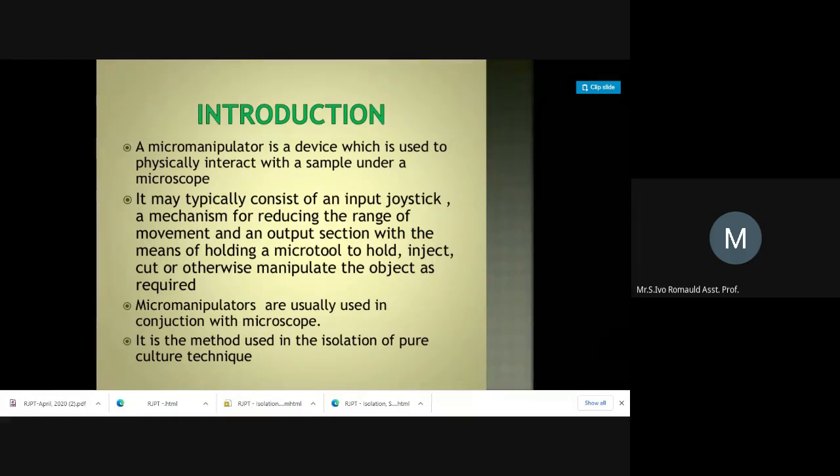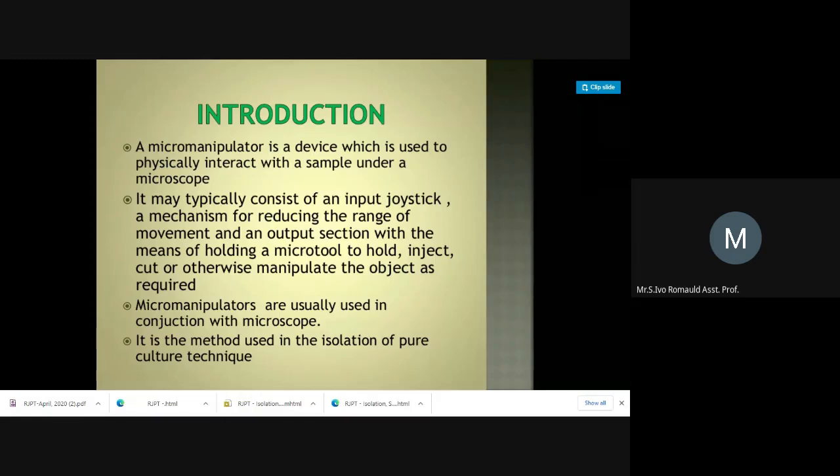I will show it next in the video. So it typically consists of an input joystick. With that joystick they will be operating the microscope. All of this will be remotely operated, reducing the range of movement, and because of the joystick movement you can have a micro movement. When we do it by hand it will shake, and that micro movement you cannot do. It is very sensitive when working inside the cell, so for that we use these micro tools.